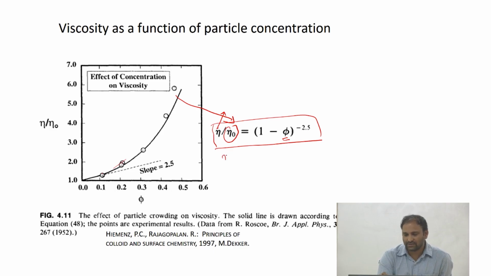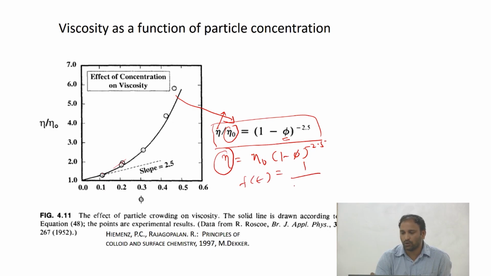now if I write this as eta equals eta naught into (1 minus phi) to the power of minus 2.5, and we know that the viscosity of the particle-fluid system is actually greater, is larger, so therefore your f of epsilon, the function that we want, should actually be 1 over (1 minus phi) to the power of minus 2.5. That's your f of epsilon.